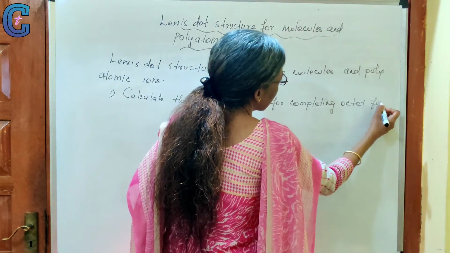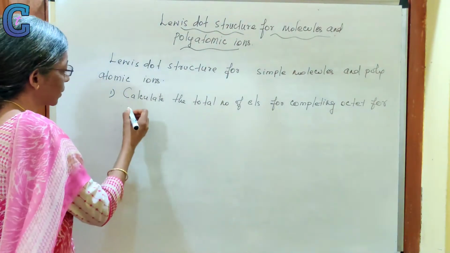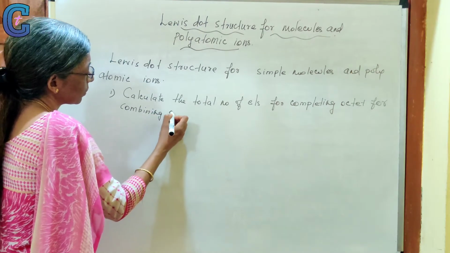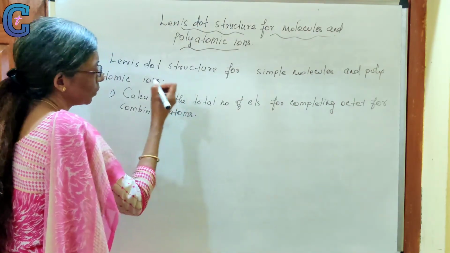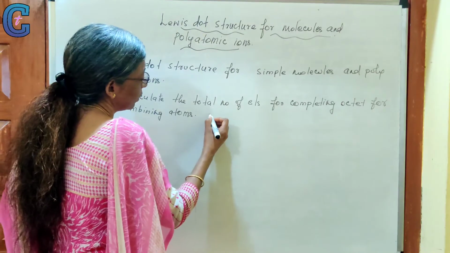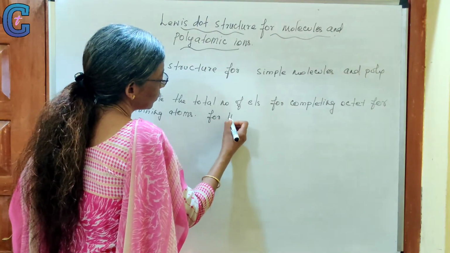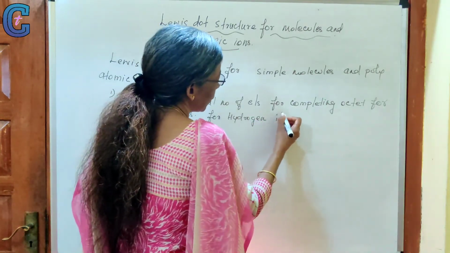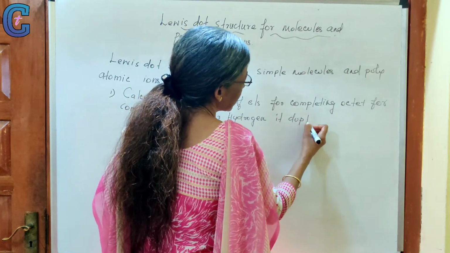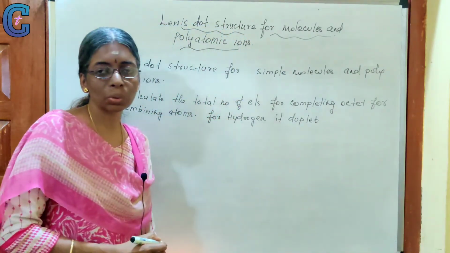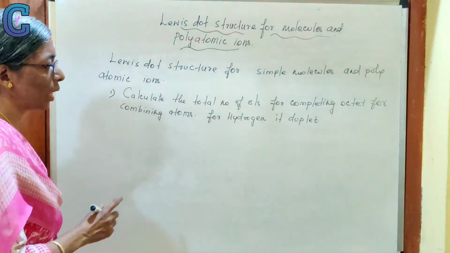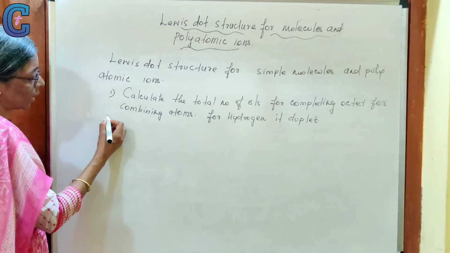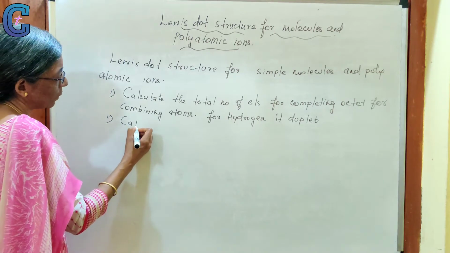Octet for combining atoms. If it is hydrogen, it is doublet or duplet, because hydrogen has only 2 electrons in the outermost valence shell. Hydrogen has 1, completing the configuration of helium.